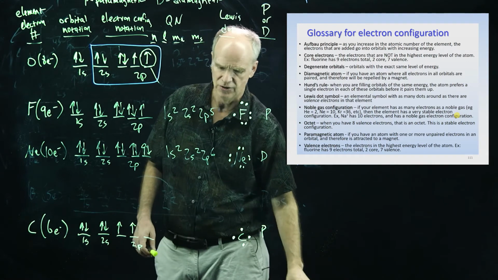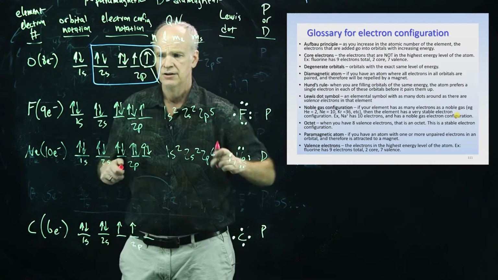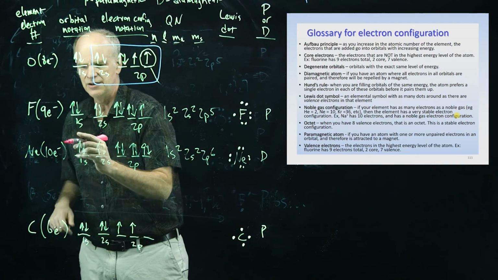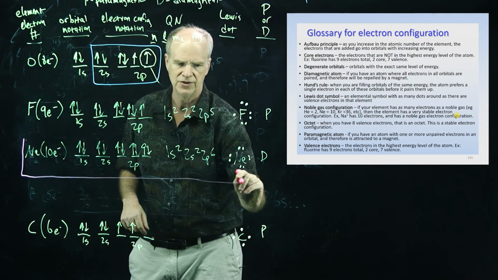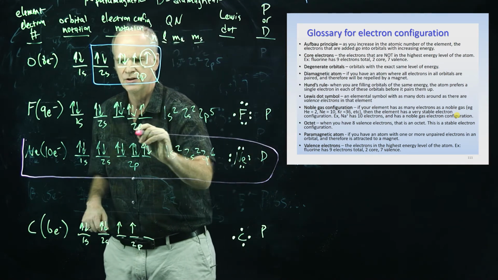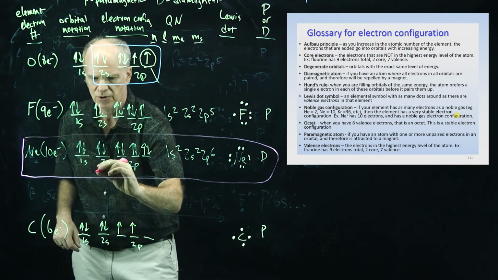Okay, so I want to talk a little bit about neon now. Okay, so neon is also very stable. So I'm going to draw a box around it like this. This is very stable.